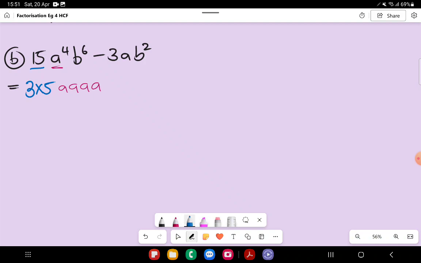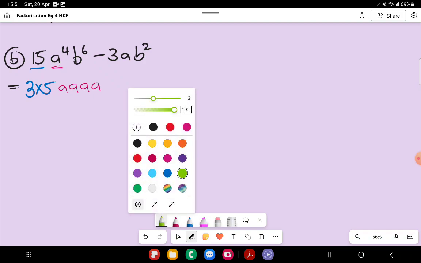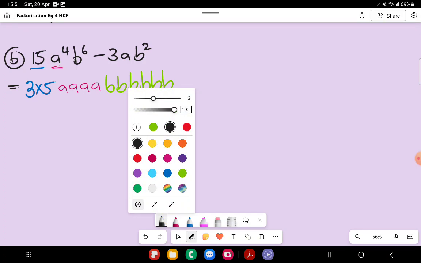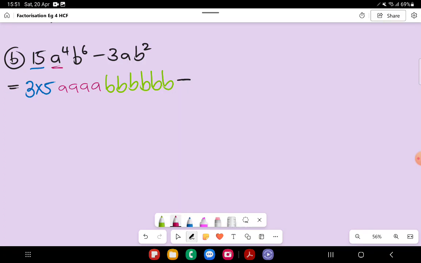And that b, we can change the color for that one. We can make that 1, 2, 3, 4, 5, 6. Keep our minus sign. So now we're going to do our 3, which is only 3. And then 1a. And our b's are in green, 2 b's. Okay, so now everything is broken up.